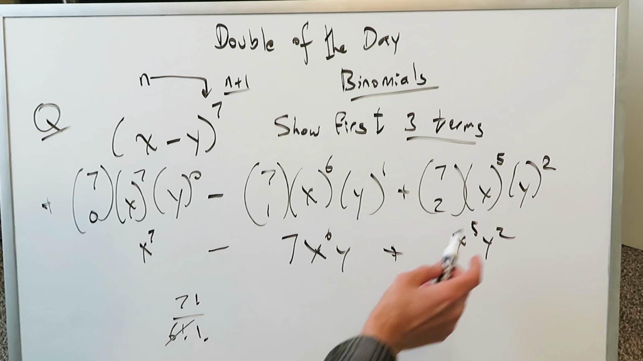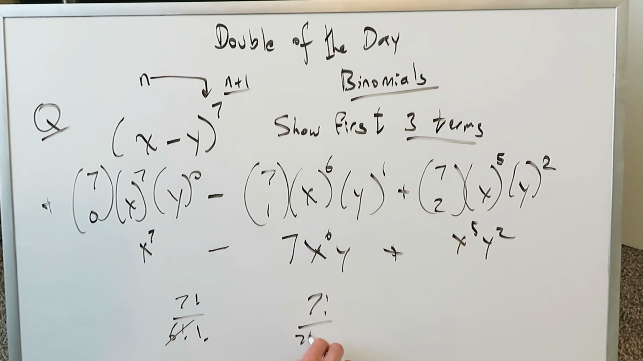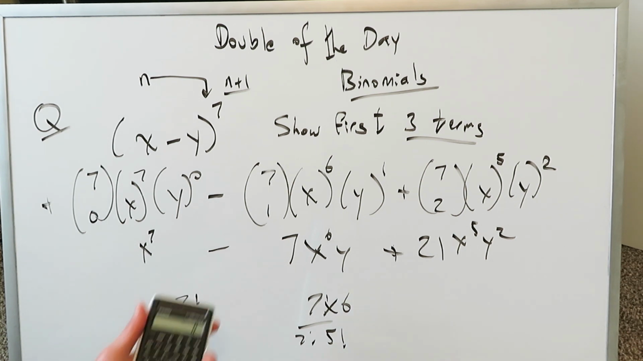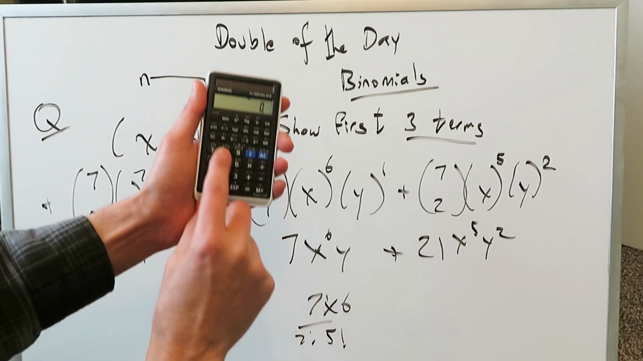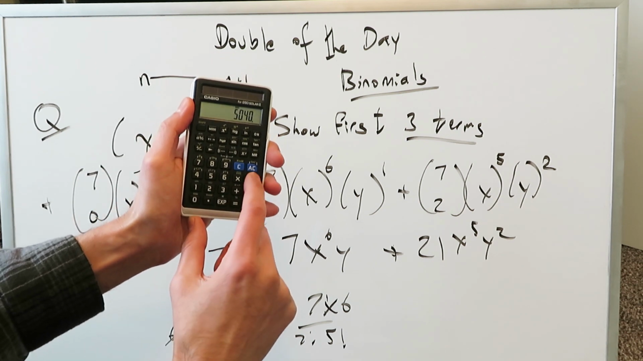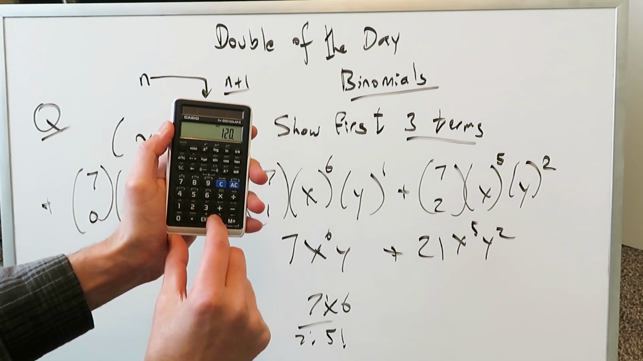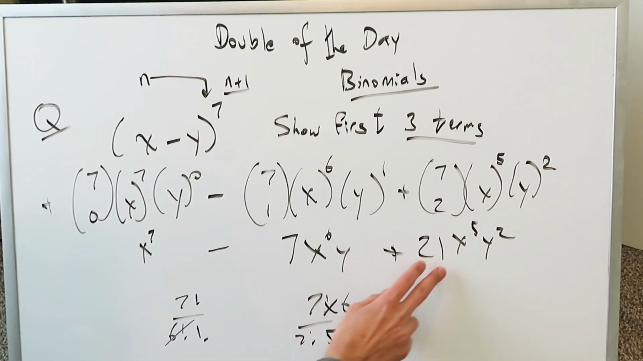Here you will see 7 factorial over 2 factorial and 5 factorial. The 5 factorial will cancel everything from 5 onwards, leaving only on the top 7 times 6 and a 2. You can do this all on the calculator. But 7 times 6 is 42, divided by 2, you'll have 21. And that right there would be your first 3 terms. But we can do this part again. You'll do 7 factorial, which is 5040, divide that by 2, divided by 5 factorial, which is 120, and you'll get 21, and that's exactly what we're seeing here.